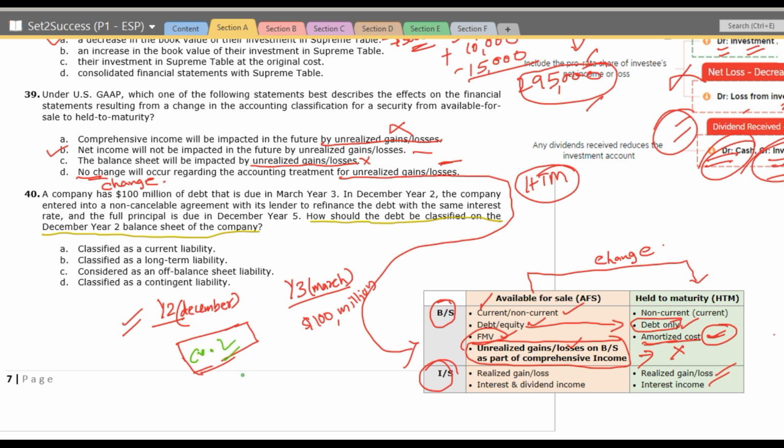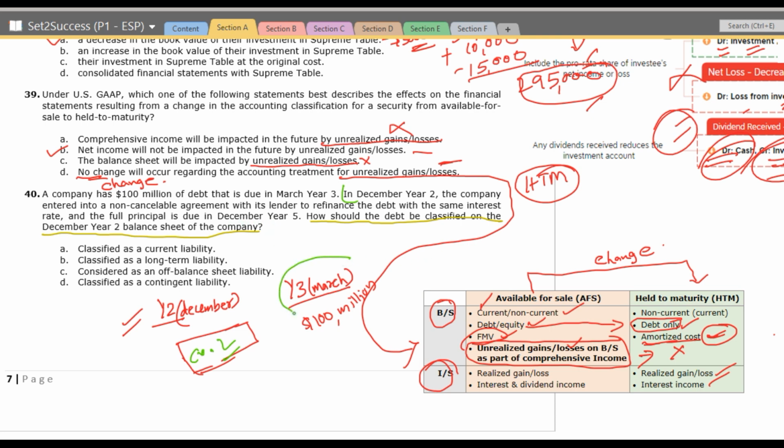The definition of current liability is that current liabilities are the liabilities that are due within 1 year or the operating cycle, whichever is longer. So this is due within 3 or 4 months. That's why it's a current liability. But here there is another transaction that happens in December year 2. What happens in December year 2? The company entered into a non-cancelable agreement. The company has entered into the agreement, which shows that the company has the intent and ability to convert this current liability into something else, with its lender to refinance the debt with the same interest rate, and the full principal is due in December year 5.